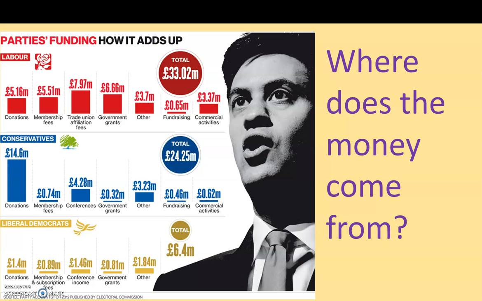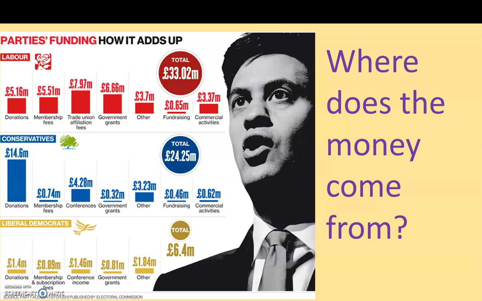By government grants, opposition parties get what's called short money, and that's to allow them to be an effective opposition, to do research on government policy and to find weaknesses and stuff. So I think that's mainly what that government grant is. Fundraising, commercial activities. Conservatives, you can see they got a lot from donations and very little from membership, which might suggest either they don't have many members or they don't charge the members very much to be members.